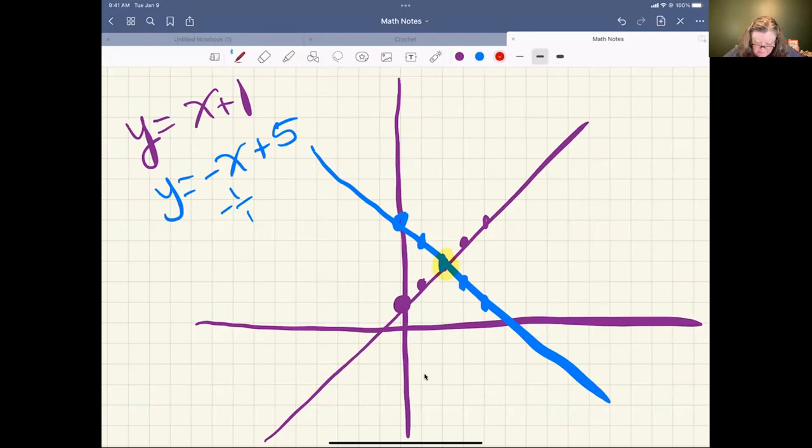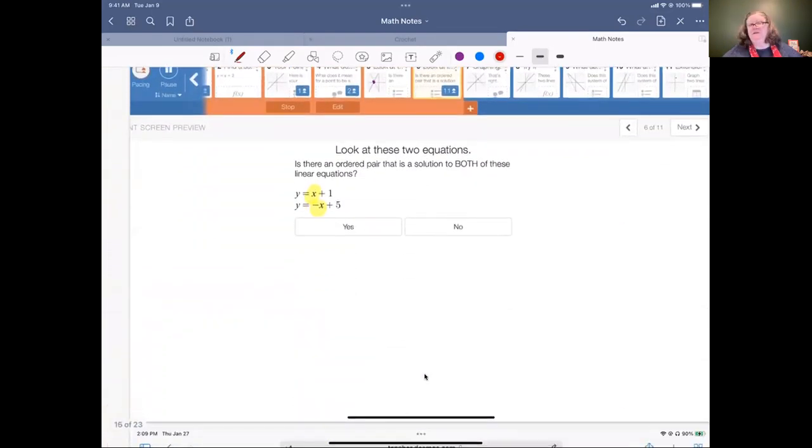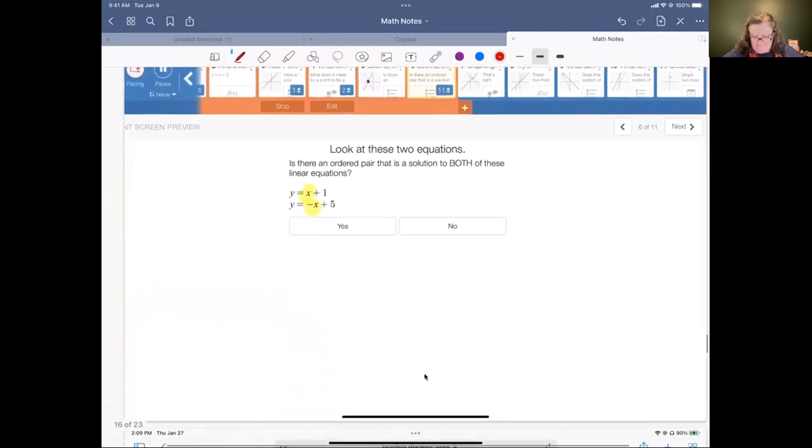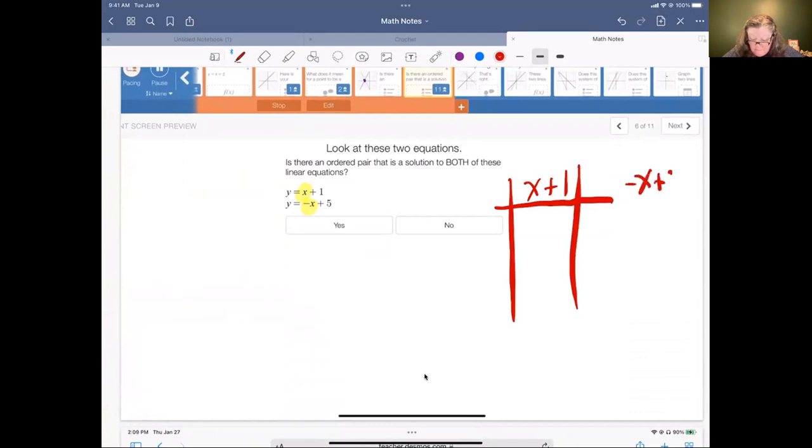And that point is 2, 3. So now we know, yes, there is a correct answer to this, and it is 2, 3. But what if we didn't know that and we were going to try to use the equations? Well, there's a couple ways we can do this. One way is we could set up a table and try some different values for x and see if we can come up with the same value for y.